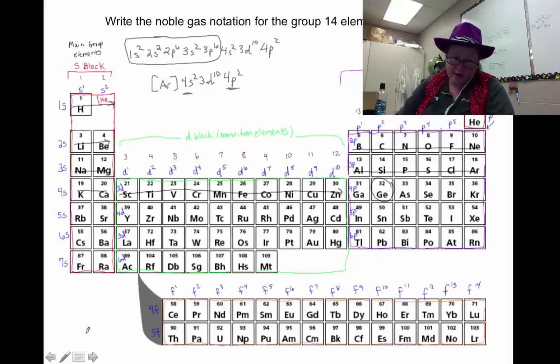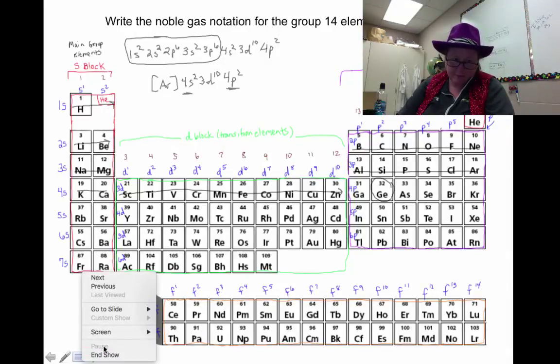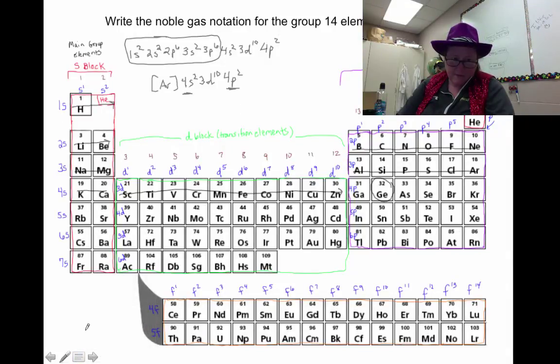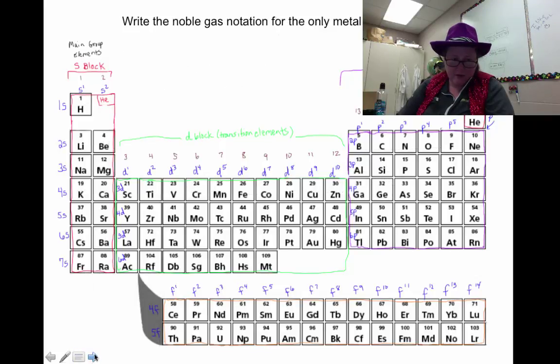Now, we will move on to the next thing. And I just have to push the arrow. There we go. Here it says, write the noble gas notation for the only metal in group 15. Okay, so you need to rely on your periodic table.